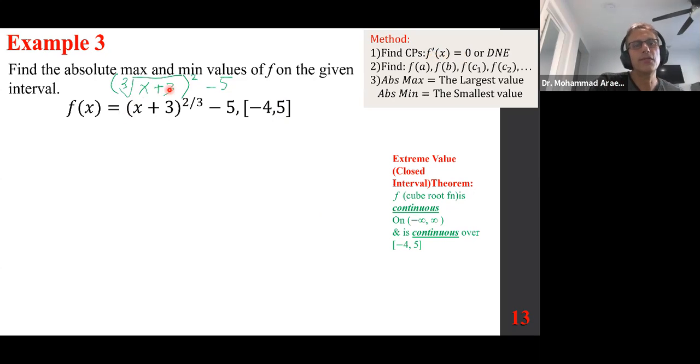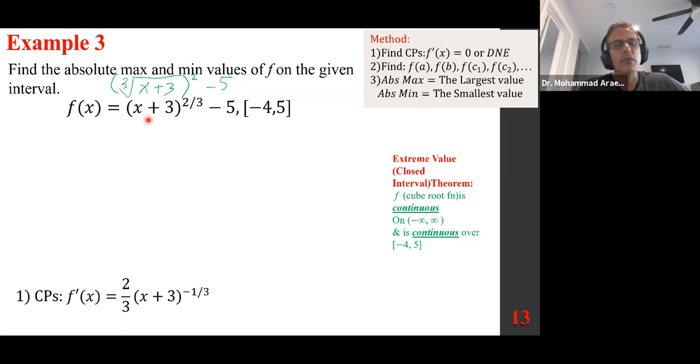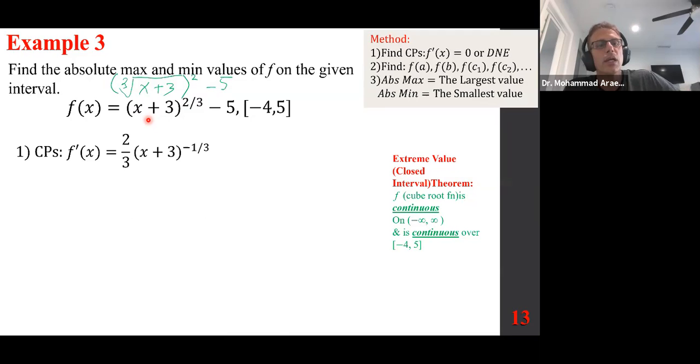It is in a format which we can use the power rule, or better yet, the extended power rule. So 2/3 sits in front. X plus 3 to the power of 2/3 minus 1 makes it -1/3 times the derivative of the parentheses, which is 1. And so this is simply 2/3 times (x plus 3) to the power of -1/3. And we are taking this -1/3 down and we make it +1/3.